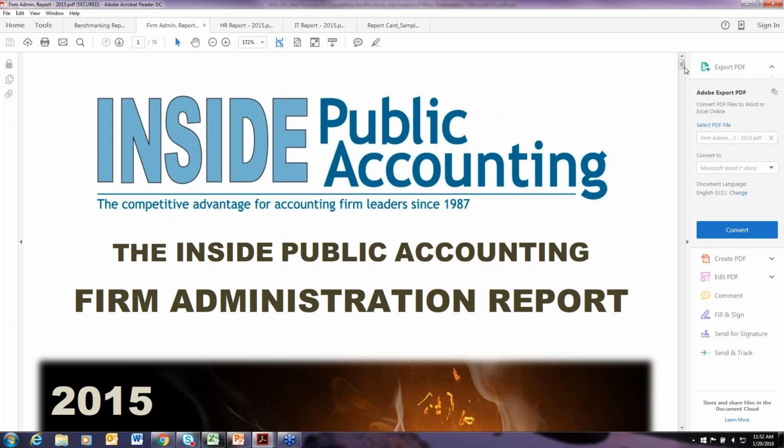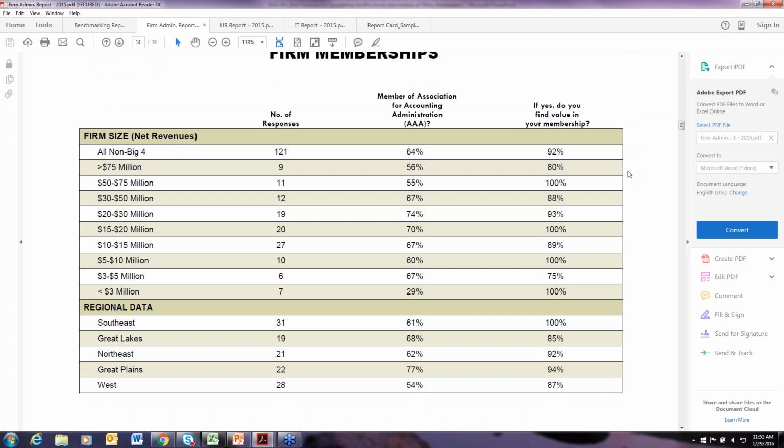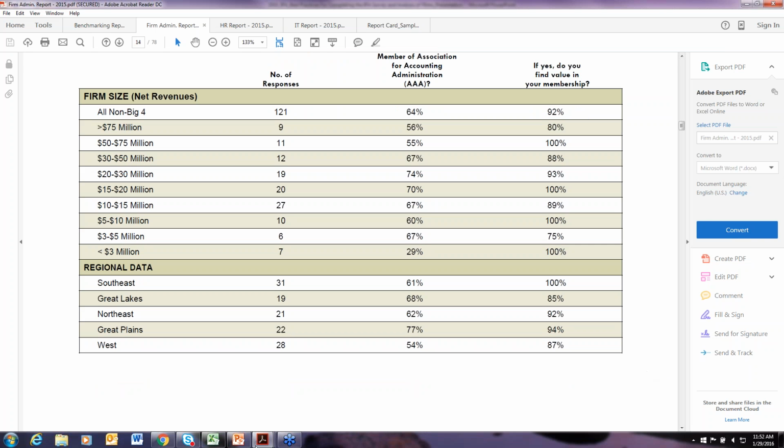Similarly, the firm administration report comes with an executive summary, and we have also broken this out by firm size and by region for all of the questions that are included in the firm administration survey, and for the IT survey and for the human resources survey. These reports are available for firms for the information that was submitted last year. If you haven't already gotten a copy of the full benchmarking report for the firm admin, human resources, or information technology, go ahead and contact us for an order form for that.